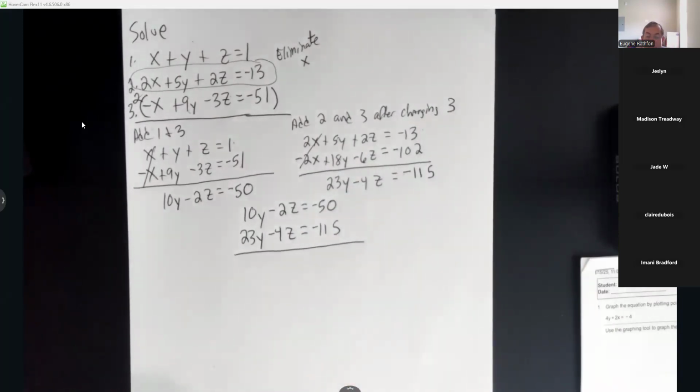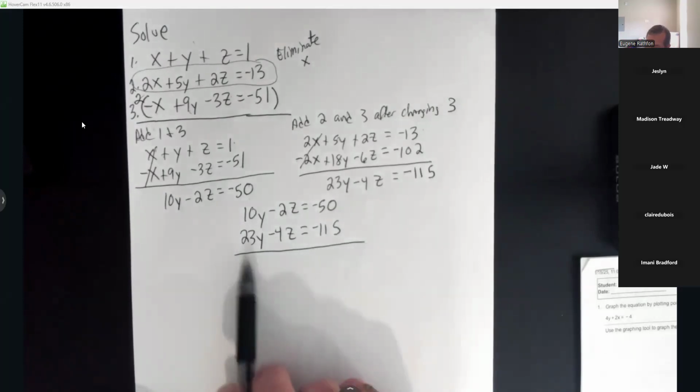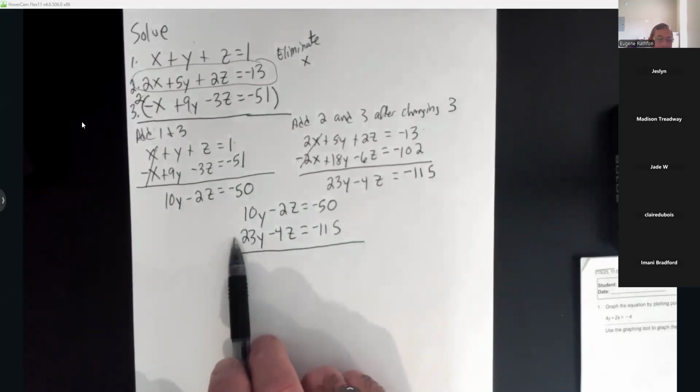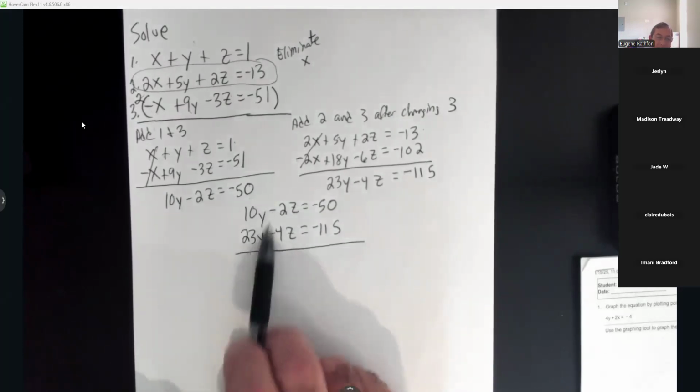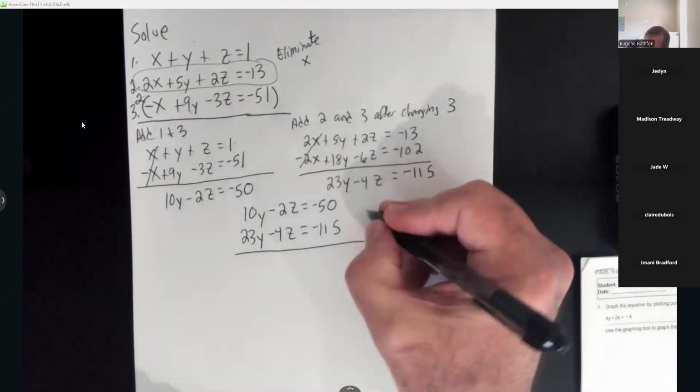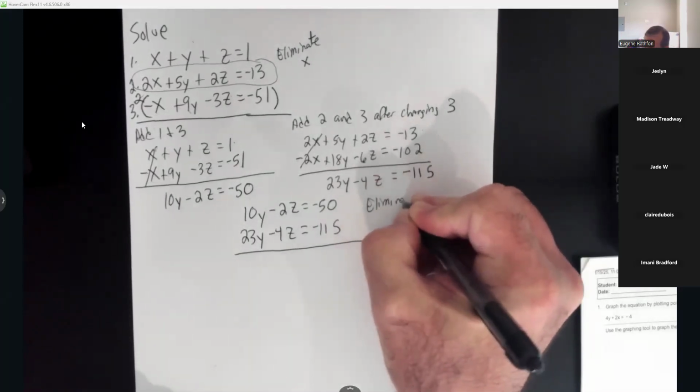Alrighty, y'all. Now we have to figure out, do we want to eliminate the y or the z? And one of these, once again, is really easier than the other one. So what are we going to eliminate next? Now remember, if you're going to eliminate these y's, you would have to multiply this whole row by 10 and this whole row by 23 because those are some crazy numbers here. So let's do this the easier way.